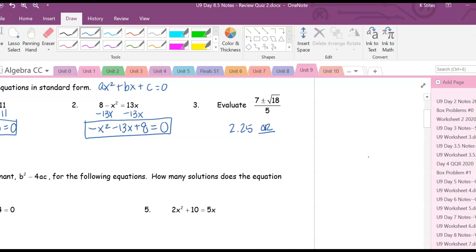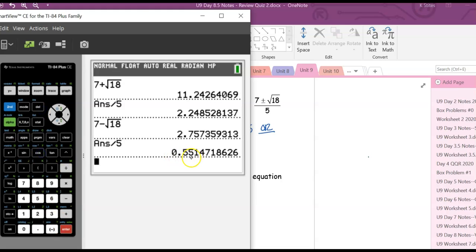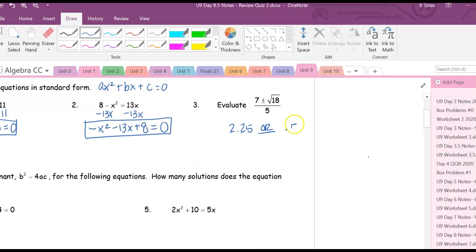And now we'll do the exact same thing again, except this time we need to do a minus. 7 minus square root 18, enter, don't forget to divide by 5. Nearest hundredth, again, is 2 numbers after the decimal, 0.55.